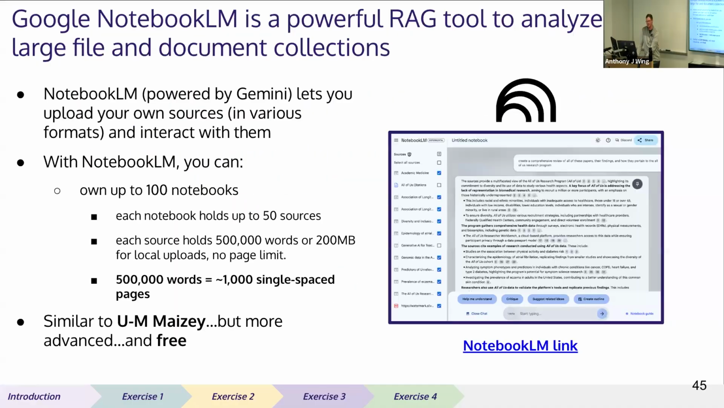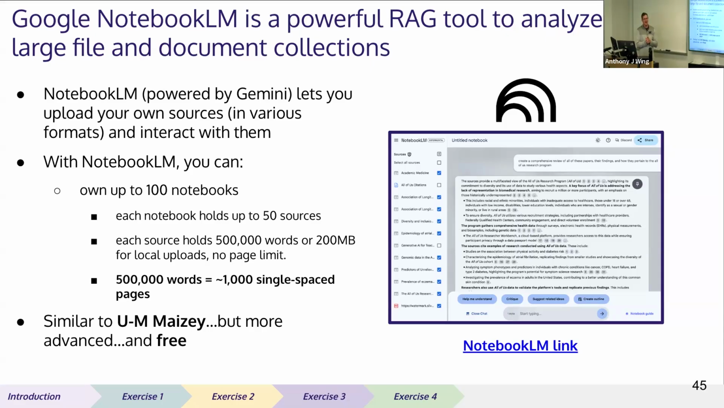I'll just show you in real time what it looks like, and then we'll play around with it a little bit. This is a really, really powerful tool, and it's powerful because of how much data you can put into it. With this, you can own up to 100 notebooks. And to break that down, one notebook holds up to 50 sources. That could be 50 different PDFs. Maybe not 50 different textbooks, but you could at least put quite a few long novels in there. Each source can hold 500,000 words, roughly.